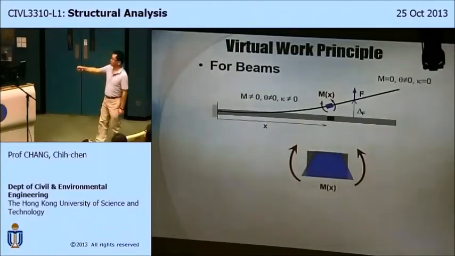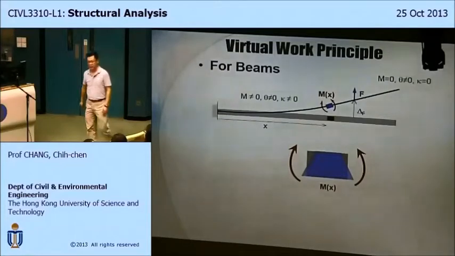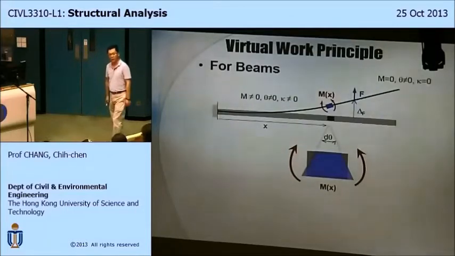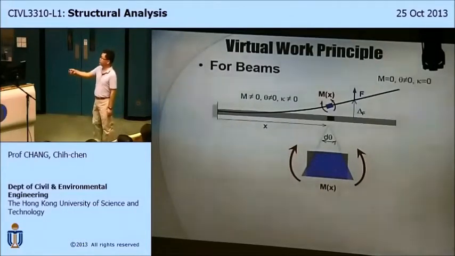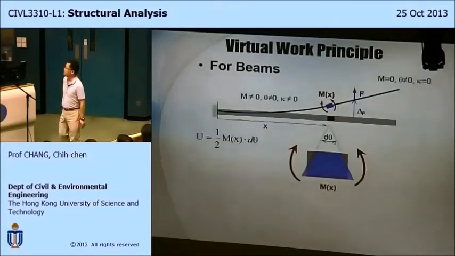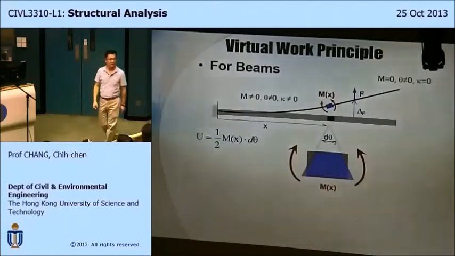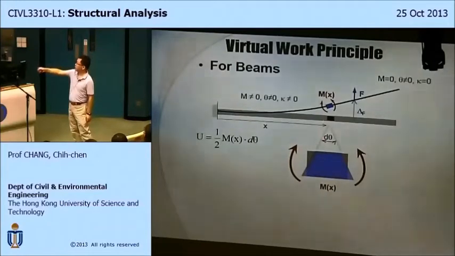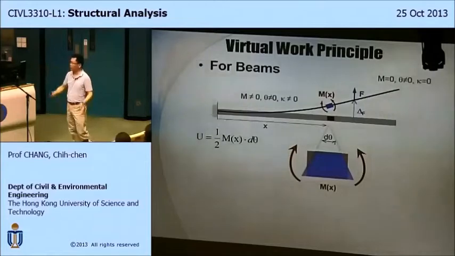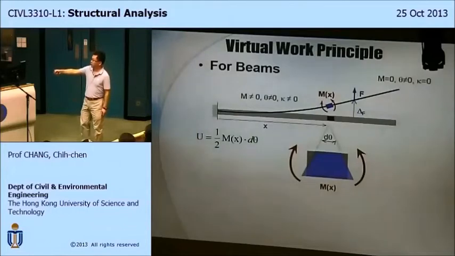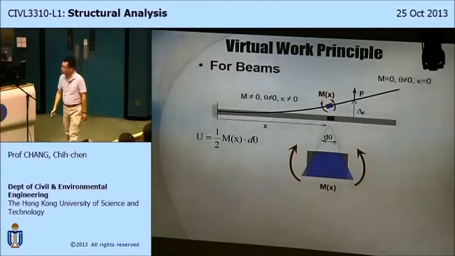So what is the energy done on this particular element due to the presence of M? That is easy to figure out. The energy due to the deformation under the bending moment will be one half M times d theta, because it's statically applied. This is the energy of the small element under the action of bending moment M. It will deform, and the deformation is a rotation angle d theta. Under the static force assumption, the energy should be one half.